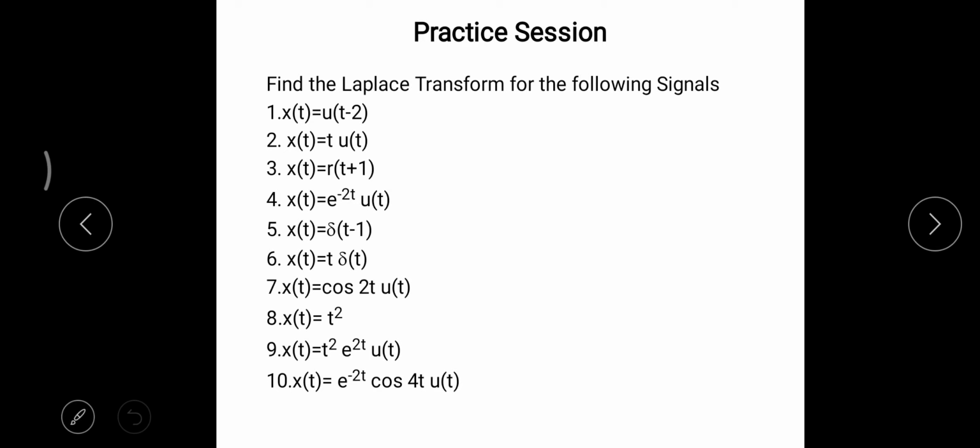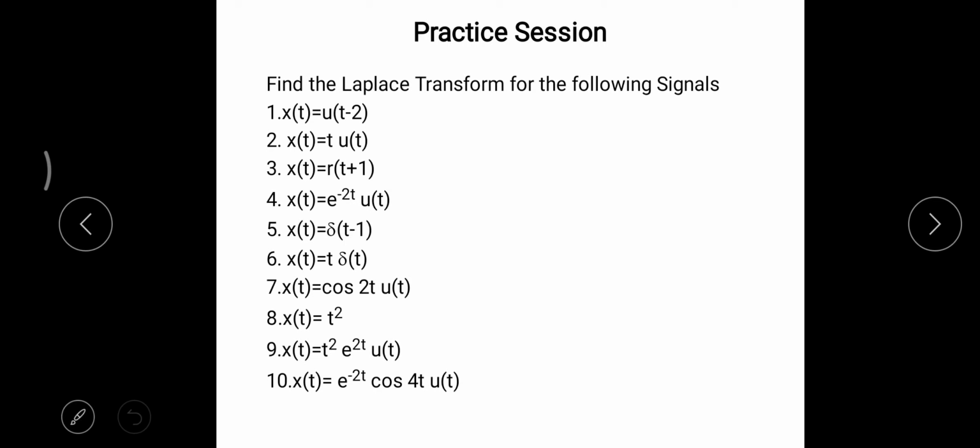The first one is x of t is equal to u of t minus 2. U of t minus 2 is nothing but a step signal, a shifted version. I have done the 2 times shifting, so the signal will start from 2 to infinity. The second one is x of t is equal to t into u of t, which is nothing but a ramp signal. The third one is x of t is equal to r of t plus 1. The fourth one is exponential, that I have already done, but here I have given some numbers instead of a constant. And the fifth one is a shifted impulse signal.